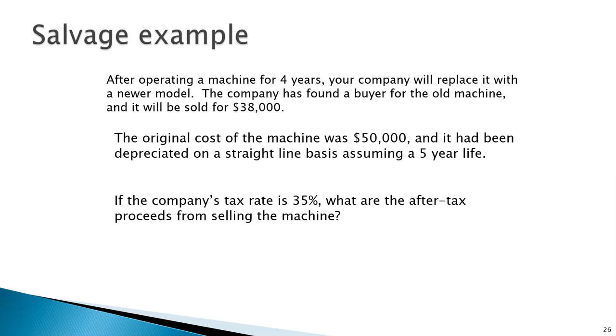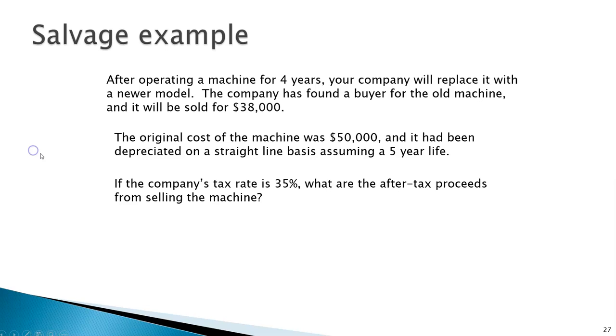The company's tax rate's 35%. What are the after-tax proceeds from selling the machine? So after you sell the machine and pay the taxes, what do we have left? Again, now I have to figure out the book value. I know I'm going to sell it for $38,000. What is the book value?